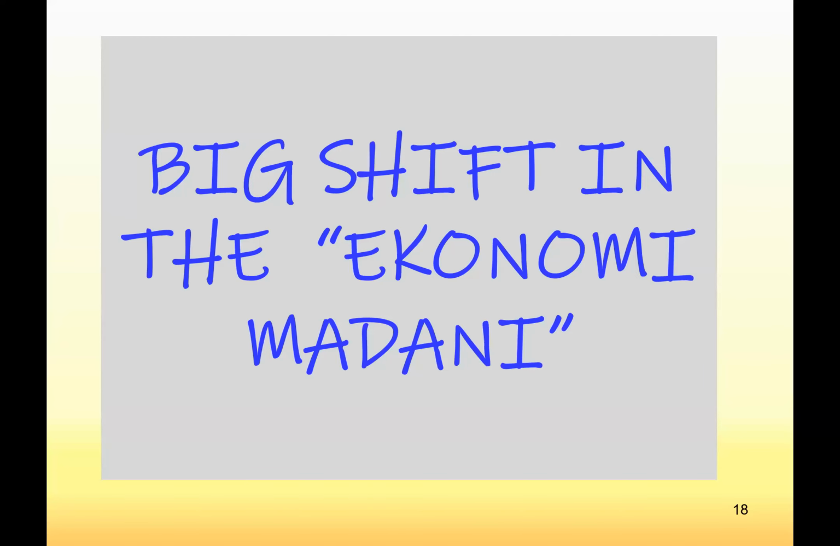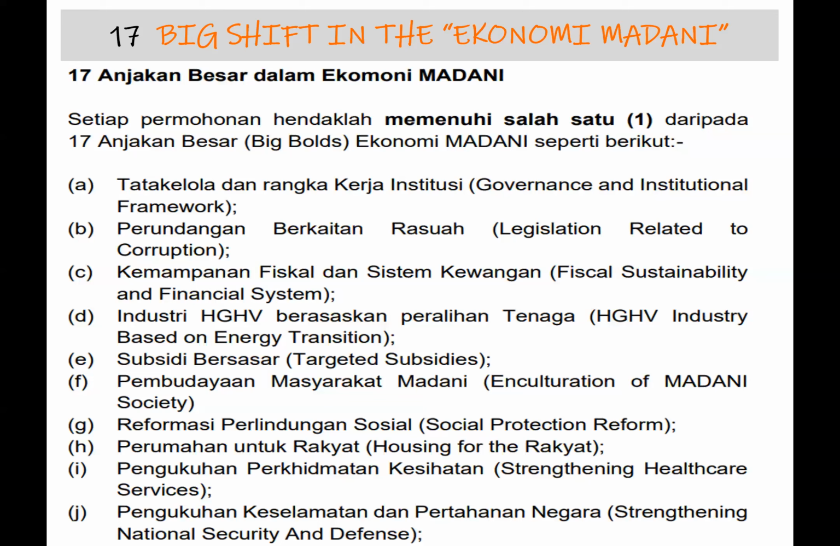In Malaysia, we have another direction too. In Malay, we call it 17 Anjakan Besar Dalam Ekonomi Madani. So this is the big bold shift for the Ekonomi Madani in Malaysia. Number one is governance and institutional reform. Number two is regulation related to corruption. Number three is fiscal sustainability.